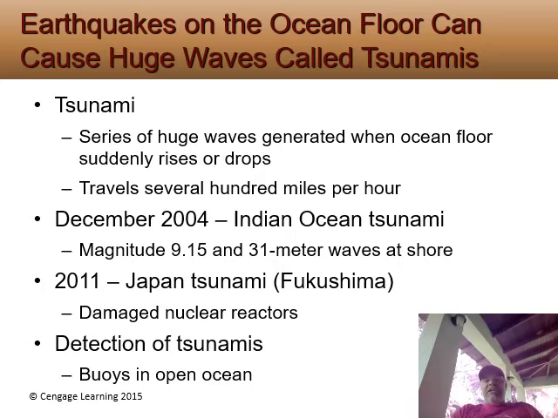In December 2004, we had the Indian Ocean tsunami. And this is the most devastating tsunami in our lifetimes, most of us anyways. And it came from a magnitude 9.15 earthquake. And this led to 31-meter waves at the shore, over 100 feet, right? Now, in 2011, we had a tsunami in Japan that wasn't quite as large. The earthquake wasn't as large, but it hit an area of much more developed population, and it affected the nuclear reactors at Fukushima. So we'll talk about nuclear waste, and we've already started talking about nuclear energy a little bit.